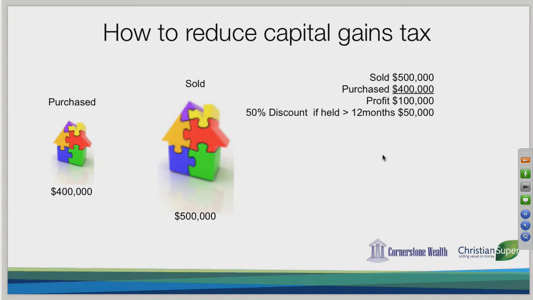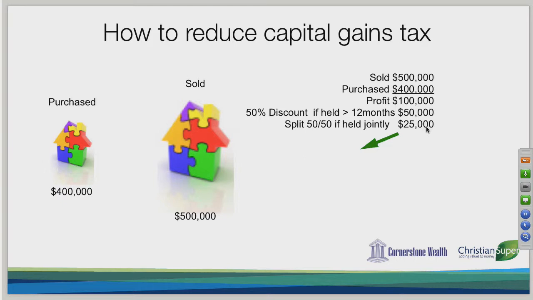If you held it longer than 12 months, then it's discounted by 50%, so you divide that gain by 2. Then it's split 50-50 if you've held it jointly. So we're just assuming that a couple has bought this together, and so they discount the 100 to 50 because they've held it longer than 12 months, and then they split it between the 2 of them. So because they own it jointly, they share that discounted gain.